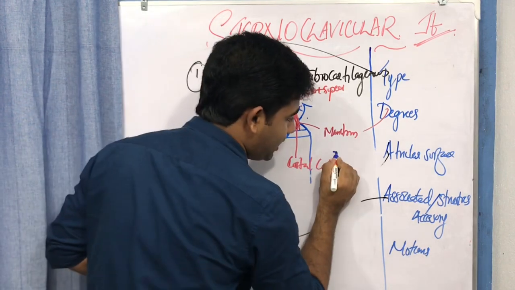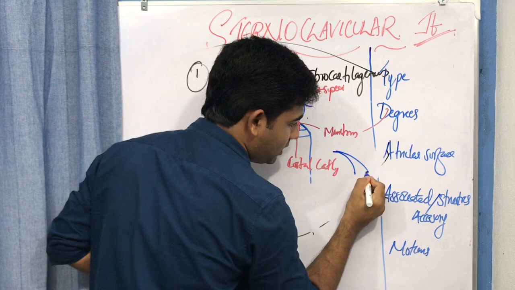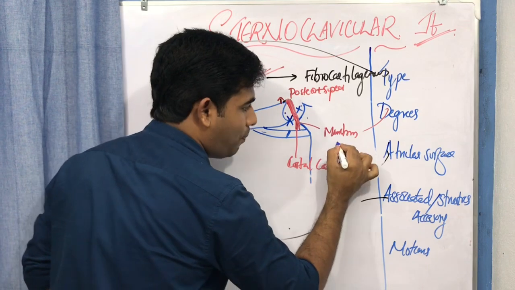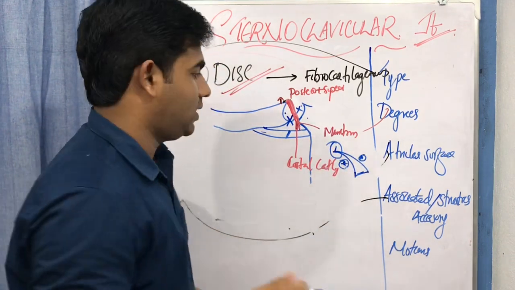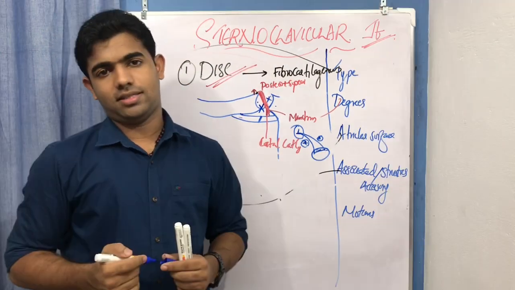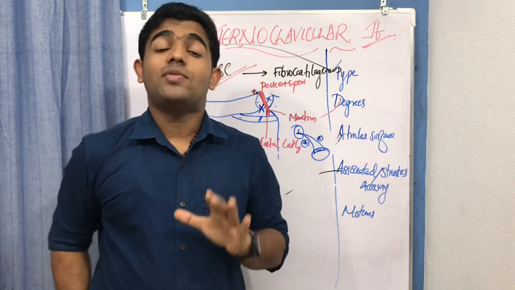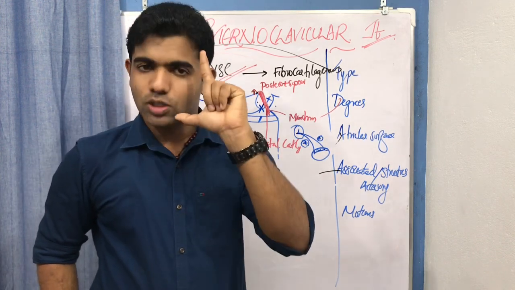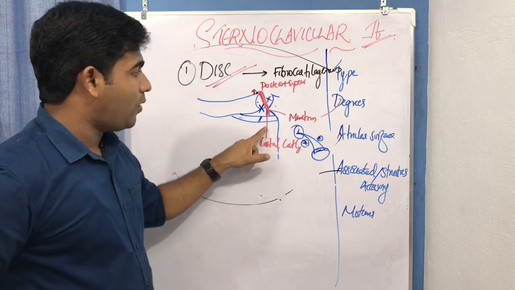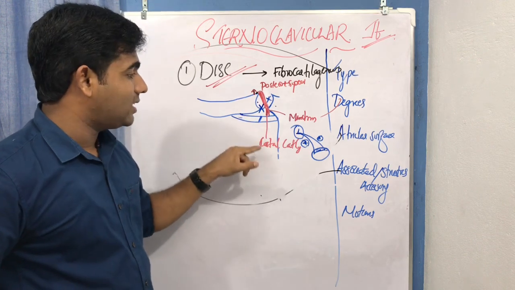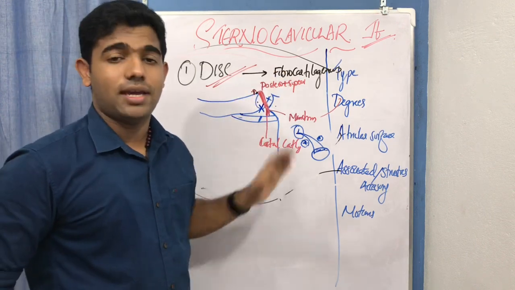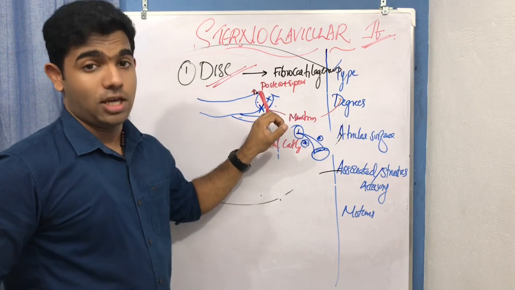That is, the sternoclavicular disc is a diagonal structure like this, which divides the joint cavity into two. The upper portion arises from the posterosuperior part of the clavicle, and the lower portion arises from the manubrium and the first costal cartilage. This very important structure divides the joint cavity into an upper compartment and a lower compartment.